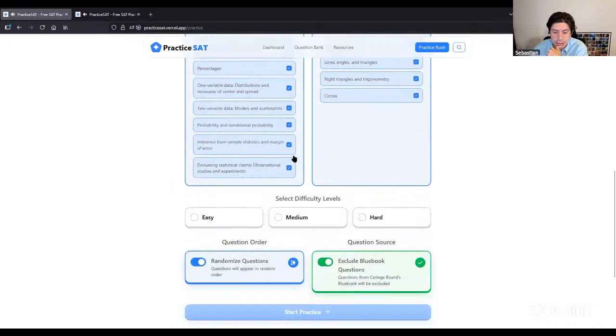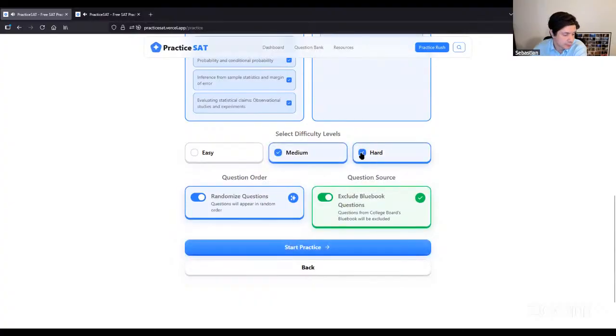So let's select all skills. If anyone wants me to focus on a specific skill, just put in the comments and I'll go from there.